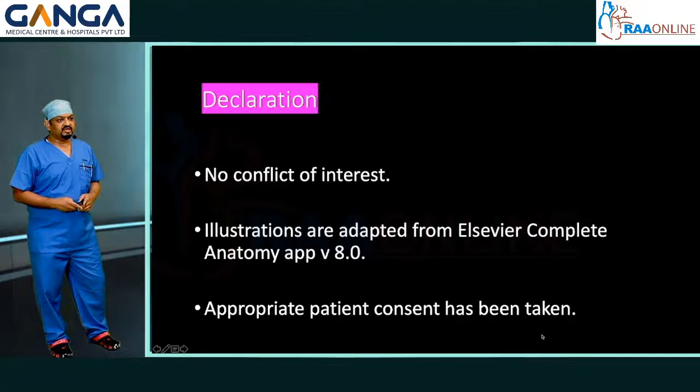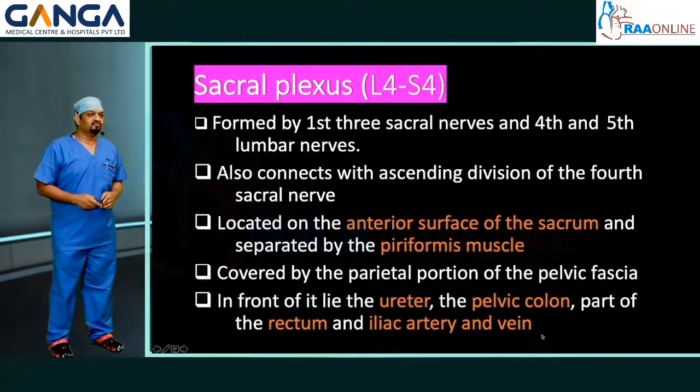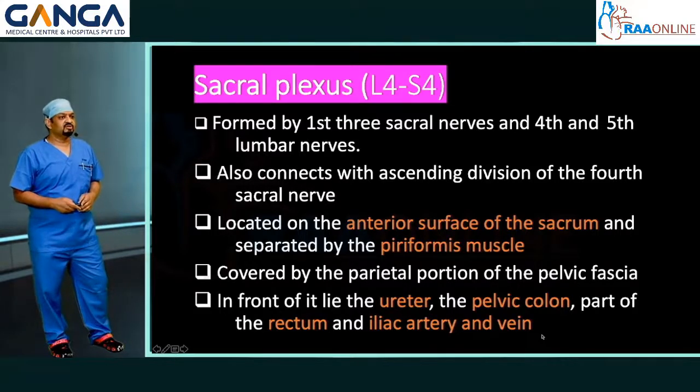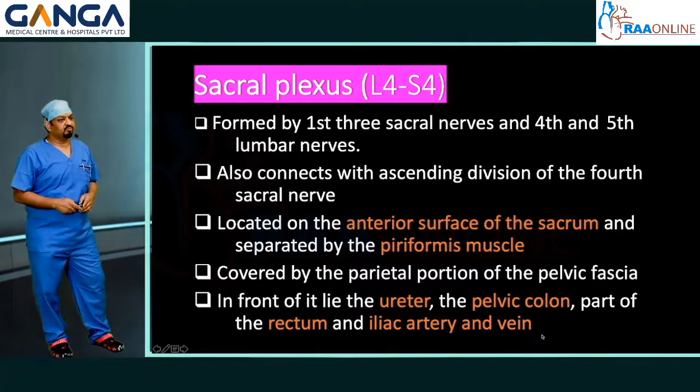Before going to the techniques of blocking the sacral plexus or sciatic nerve, first we'll revise a bit of anatomy for better understanding. The sacral plexus is formed by the first three sacral nerves and the fourth and fifth of the lumbar nerves, which also get branches from the ascending division of the fourth sacral nerves. It is located on the anterior surface of the sacrum, separated by the piriformis muscles. It is covered by the parietal portion of the pelvic fascia, and in front of it lies the ureter and pelvic organs.